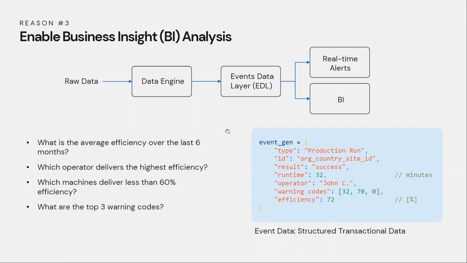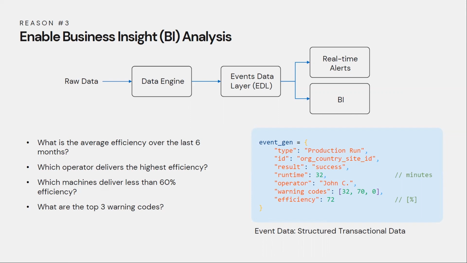BI includes historic types of analysis to answer questions like, what is overall efficiency over time? How is the performance of the operators? Which machines require tune-up? And what are the error codes? Why do they happen? How do we prevent them? So the BI analysis digs into the depth of what happens in the operation so that you can improve the operational processes to achieve a better outcome.